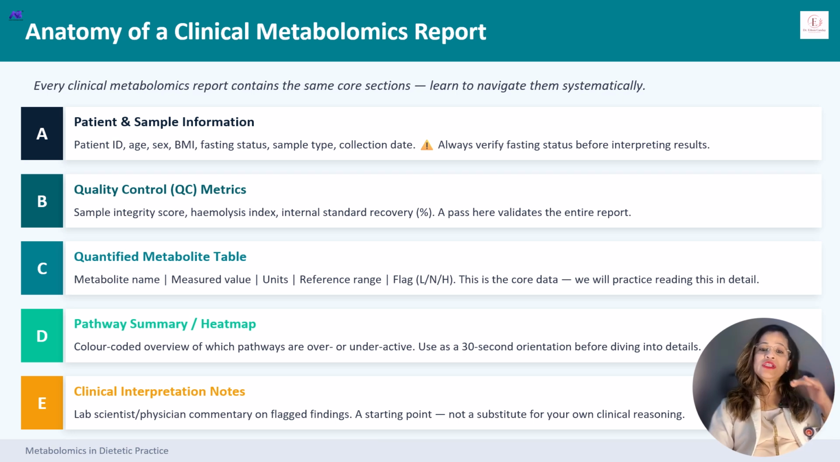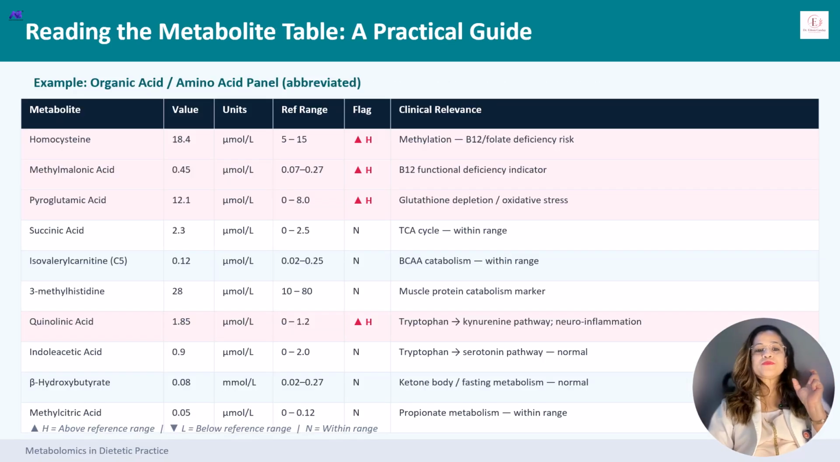Then there is Section D, which will give you the heat map. So, what is a heat map? When you talk about the colors, red will be elevated, blue will typically be depressed. So you can use this as a visual guide, and Section E will show you the interpretation notes. So you will read what you need to interpret, in the context of dietary intervention.